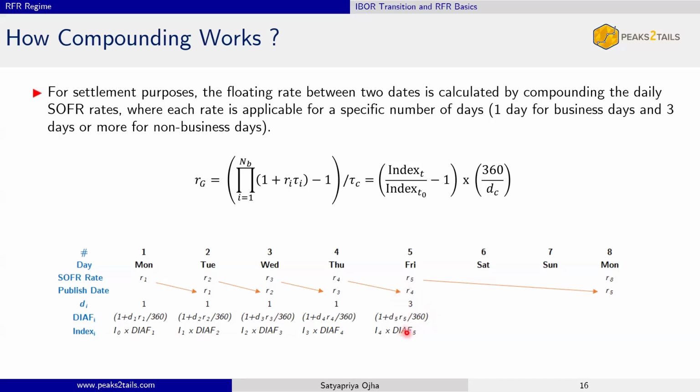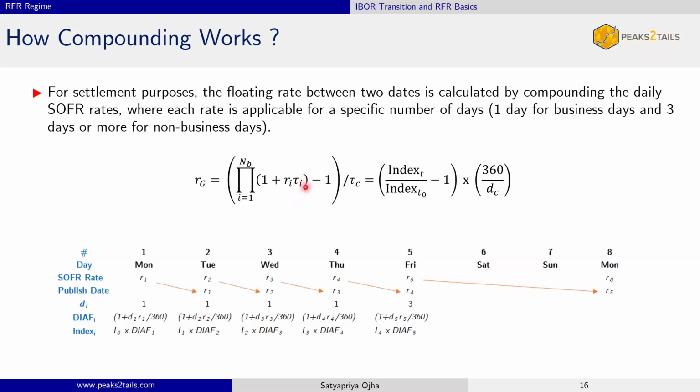Friday rate will carry over. Now, sometimes you have public holidays, like July 4th in the US, or the new year. If it's a long weekend, then sometimes the Friday rate or even the Thursday rate will carry over for 4 days. So you have to consider that. Once you have got these growth factors, just multiply everything. You have the entire compounding factor. If you look at the formula on the top, it's 1 plus r times year fraction. Year fraction is d by 360. D is based on 1 or 3 depending on whether it's a business or non-business day.